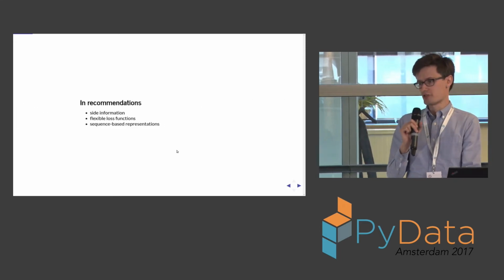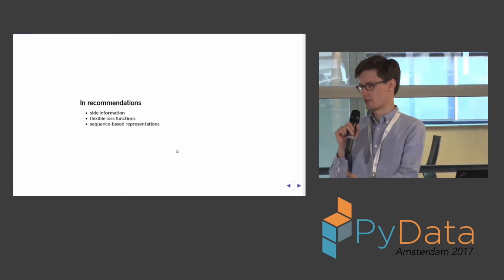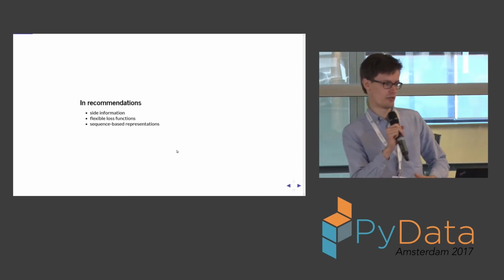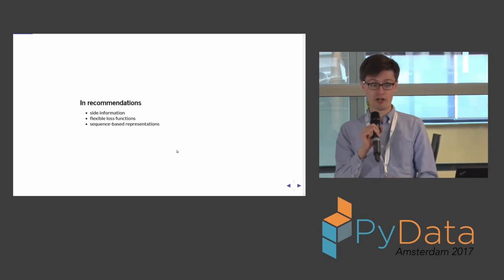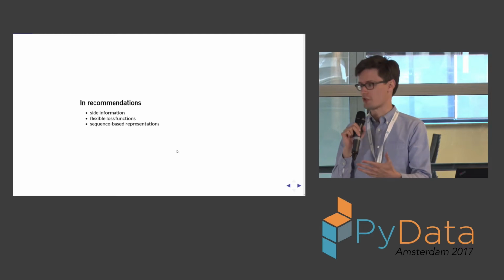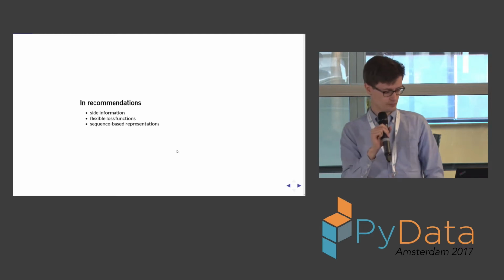So in recommendations, these are the things that you can do. You can add side information. Again, images. There's a paper by Etsy where they ask, can we take the images of our products, run a CNN on them, take those representations and put them into our recommender system, and make better recommendations?